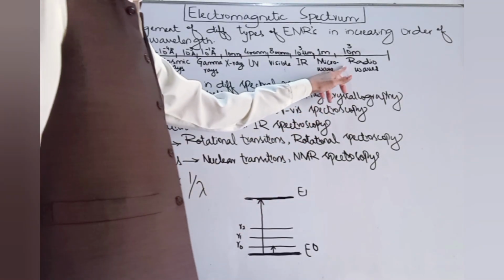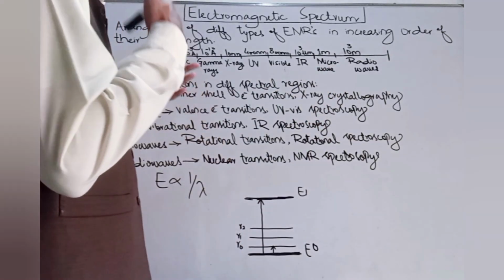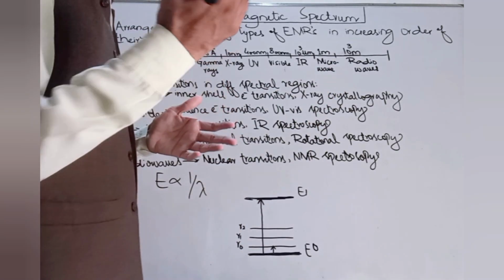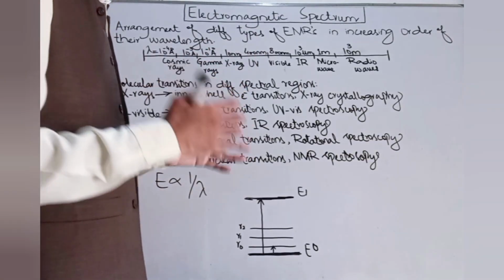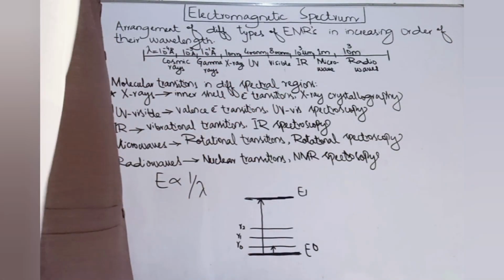So that's the wavelength of the radio waves, and if the wavelength of radio waves is so large, you can imagine how small their energy would be.